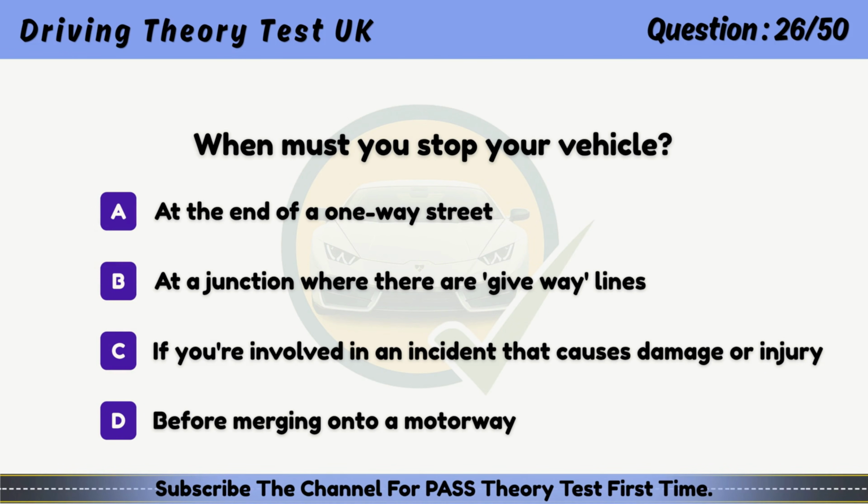Question 26. When must you stop your vehicle? Option A. At the end of a one-way street. B. At a junction where there are give-way lines. C. If you're involved in an incident that causes damage or injury. D. Before merging onto a motorway.